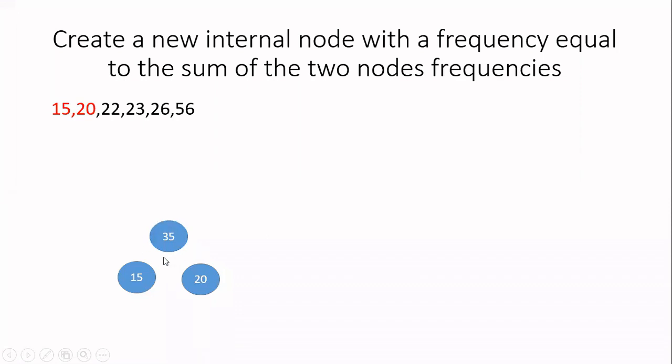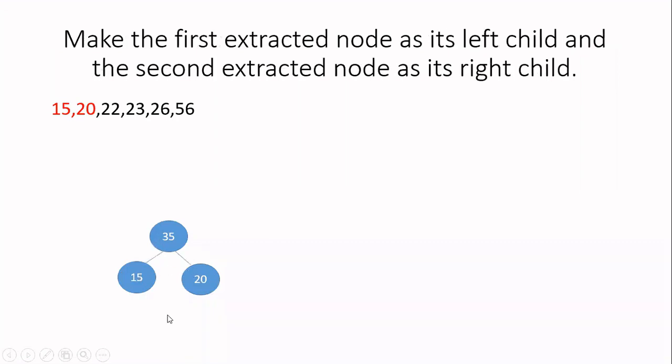Then I have to connect these two nodes as child nodes. Which will be the right child and which will be the left child? That I have to decide. Out of these two, whichever is having the lower value will be the left child, and whichever is having the higher value will be the right child. So 15 is the left child and 20 is the right child now.